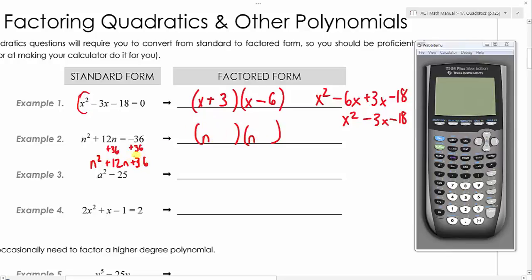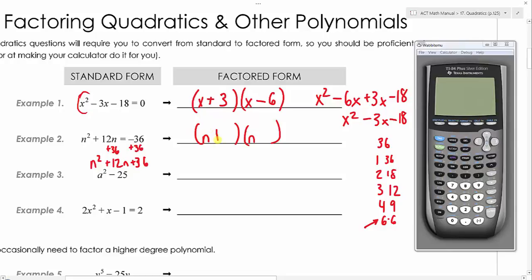Now I need two numbers that multiply to 36 and add to give me a positive 12. If it's not clear immediately what those numbers are, remember you can always start listing the factors of 36. 1 and 36, 2 and 18, 3 and 12, 4 and 9, and then we have 6 and 6. So indeed, it looks like this pair right here is the one that's going to multiply to give us 36 and add to give us this 12.